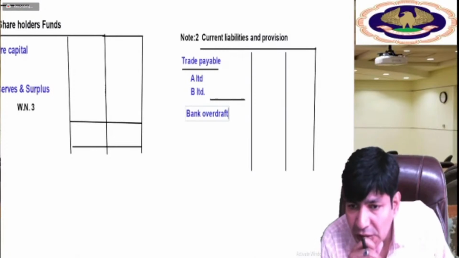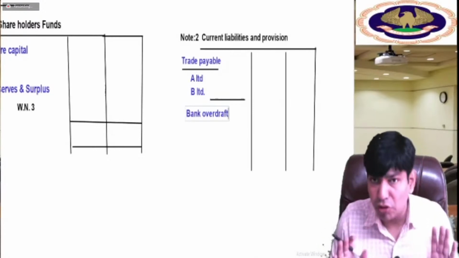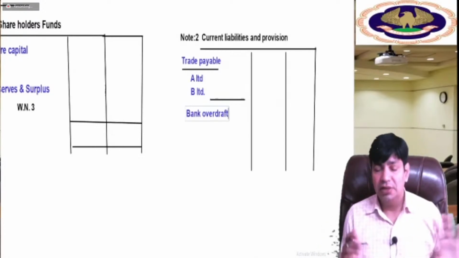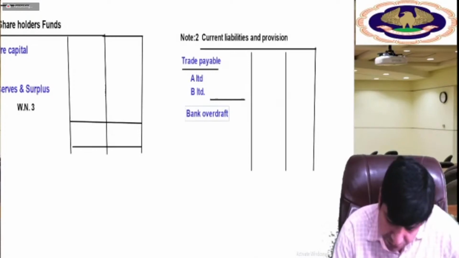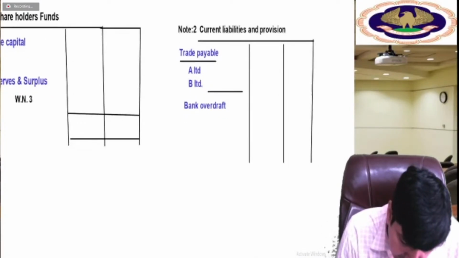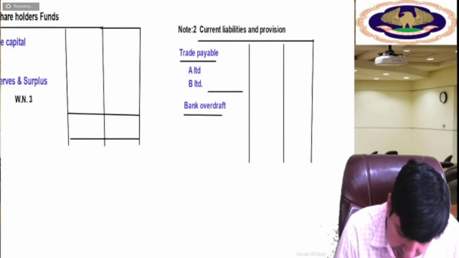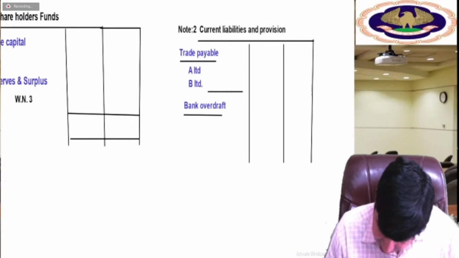Sir, how do we know how many working notes will come in advance? It totally depends on your question practice. You will first read the question and find the things there, see how many things are there, and accordingly you can classify them. Okay, beta?